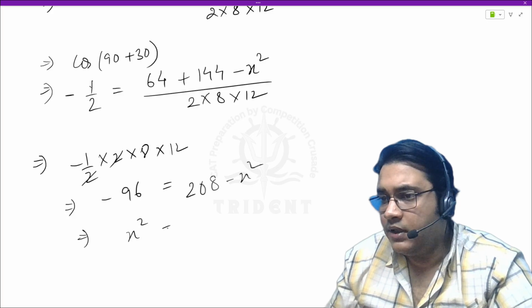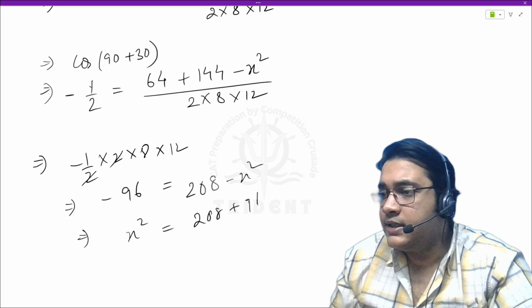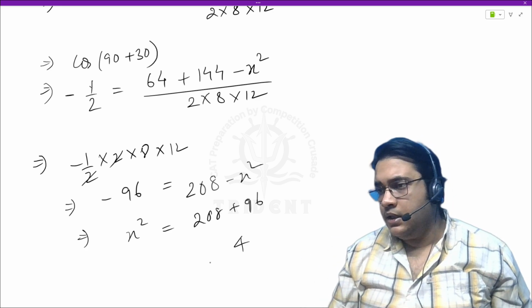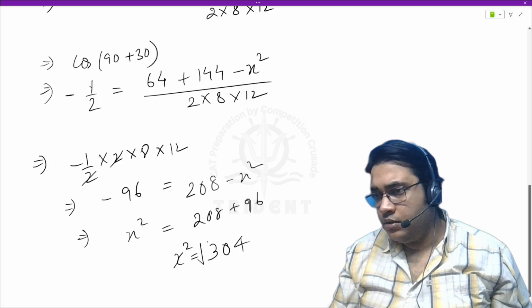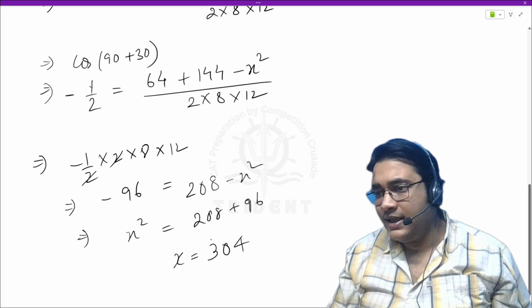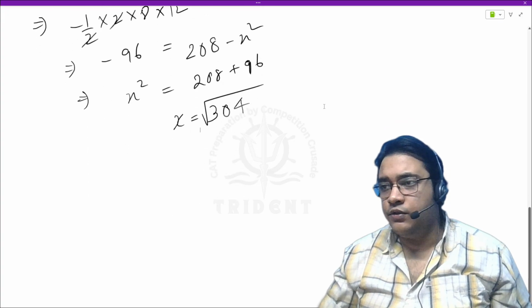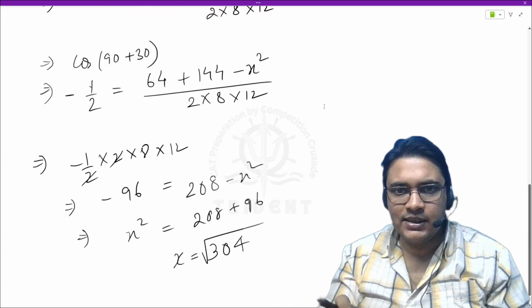So x square will be equal to 208 plus 96. Now let me just check my calculation if everything is correct. This is 304. x square is equal to 304, or x is equal to root over 304. I hope everything is correct. I'm sure everything is correct. If not, you can just check the calculation.